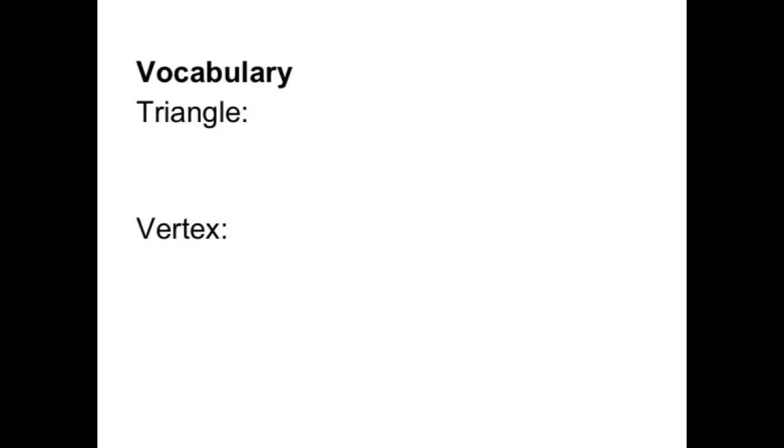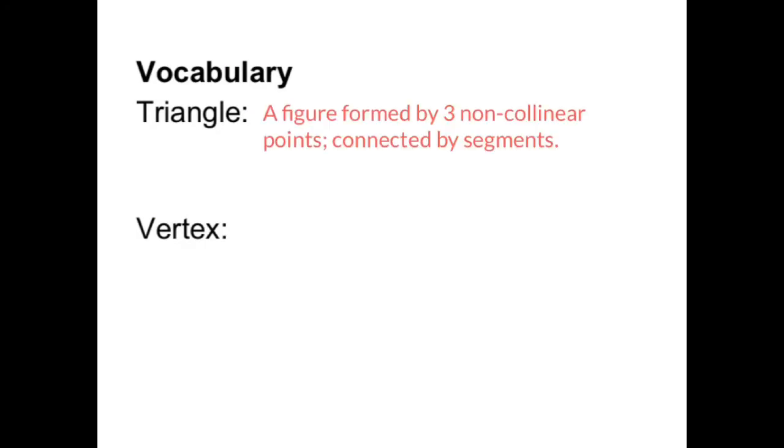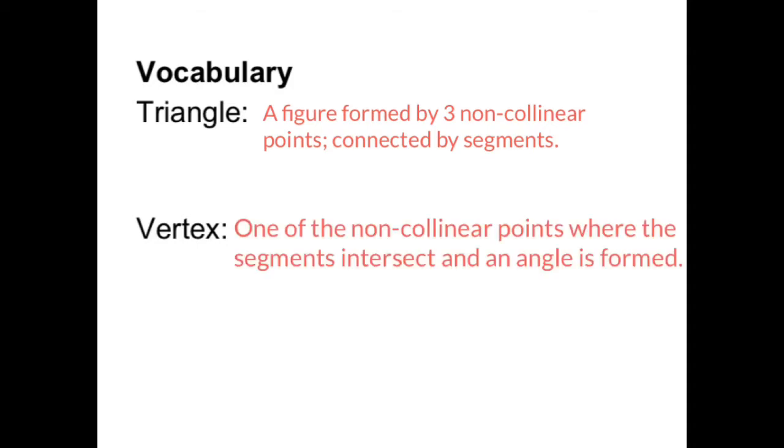First, some vocabulary. A triangle is a figure formed by three non-collinear points connected by segments. Most of us are very familiar with what a triangle is, so I really want you to think about the definition, the actual definition of a triangle, and make sure you understand it. It's a figure formed by three non-collinear points, all connected by segments.